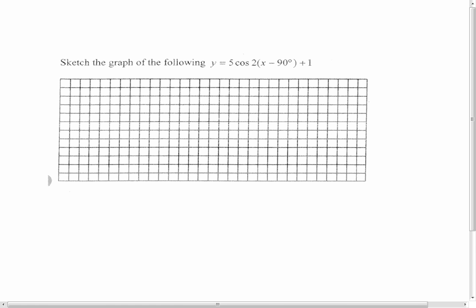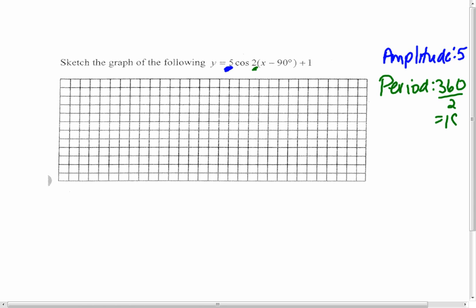Y equals 5 cos 2 x minus 90 plus 1. Let's list what we see first of all. The 5 is our amplitude. It has not been flipped upside down, so we just have to make an amplitude of 5. The 2 is going to change our period. There's 5, 2. The period is now 360 divided by 2, which is 180. We don't use really big numbers. We don't want to scare you too badly.